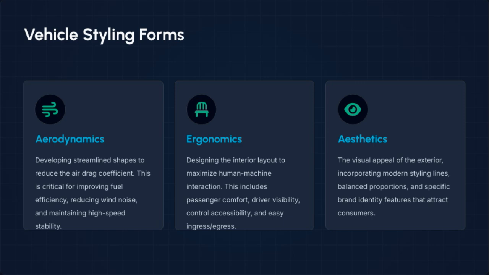Finally, let's talk about aerodynamics. Developing streamlined shapes is essential for reducing the air drag coefficient. When a vehicle is more aerodynamic, it improves fuel efficiency, which is a big plus for both cost savings and environmental impact. It also helps minimize wind noise, making the ride quieter, and maintains high-speed stability, which is vital for safety and performance. These design elements are all interconnected, supporting the overall goal of creating vehicles that are not only attractive, but also efficient and safe to drive.